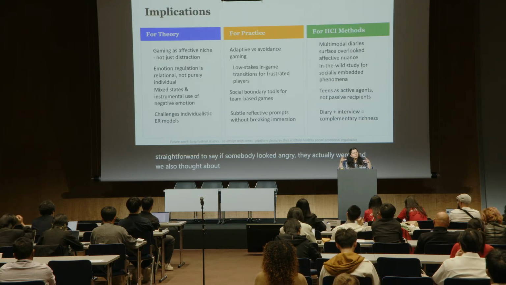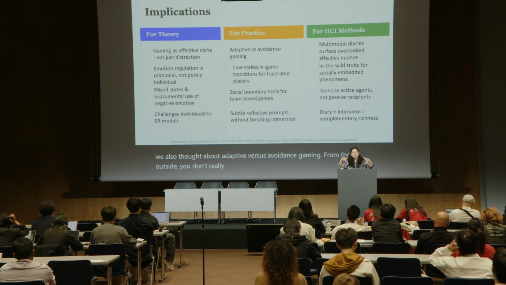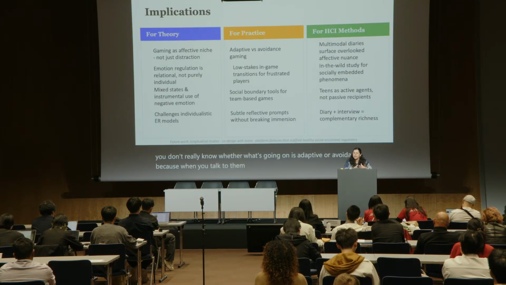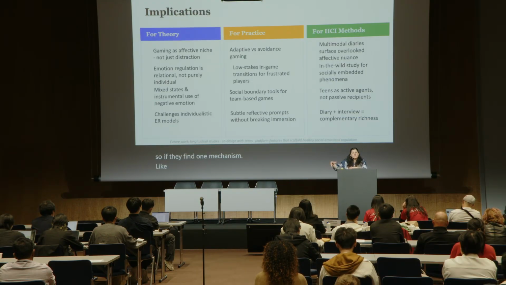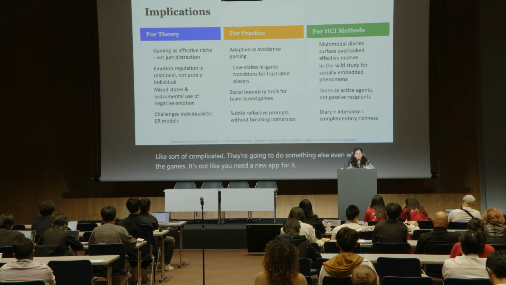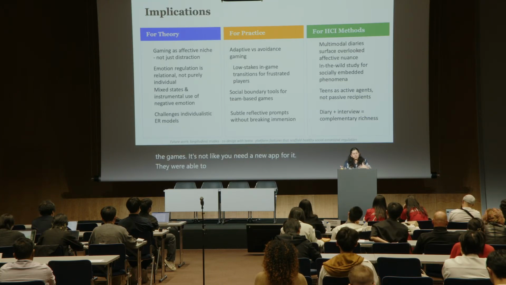From the outside, you don't really know whether what's going on is adaptive or avoidance, because when you talk to them, they have a nuanced way of looking at it. There are low-stakes in-game transitions for frustrated players, so if they find one mechanism complicated, they go and do something else, even within the game. So it's not like you need a new app for it. They were able to do this. There were subtle reflective prompts without breaking immersion.